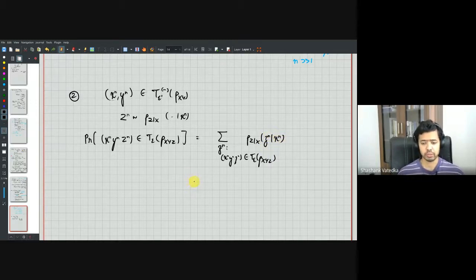Okay, so remember now that I want a lower bound. First I know that xn is typical, since xn and yn are jointly epsilon prime typical, xn is also epsilon prime typical with respect to px. So what can you say about, do we have a lower bound on this particular probability? What will that be?